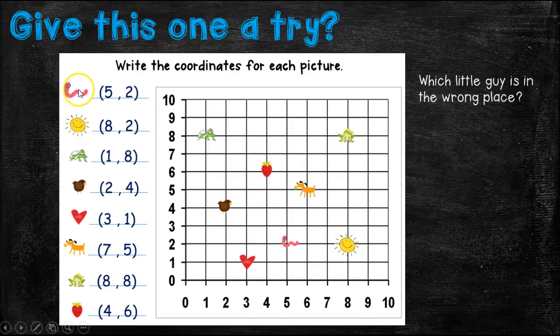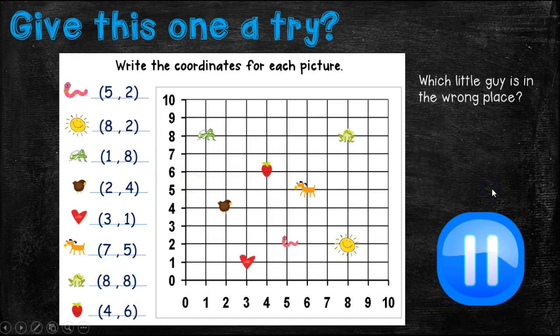So for instance, we're going to look at our worm here. And we're going to find the worm over here. And it says 5 and 2 are our coordinates. So Mario runs first. We're going to go over to the 5 and then he jumps. So we're going to go up to the 2. And there's the worm. So he's in the right place. So go ahead and do that for all of these and find the one that is not in the right place. Go ahead and pause the video and come back when you think you have your answer.